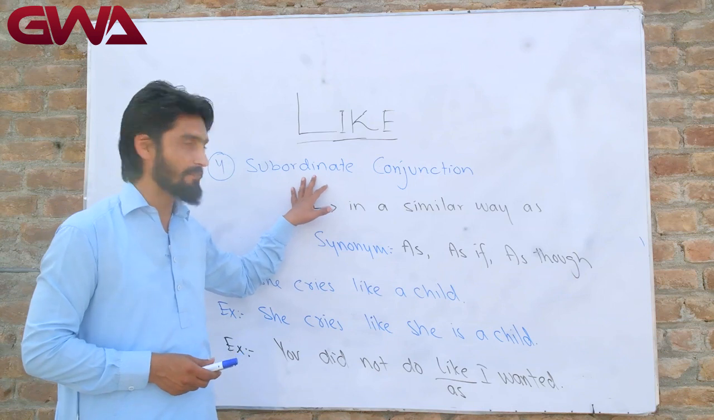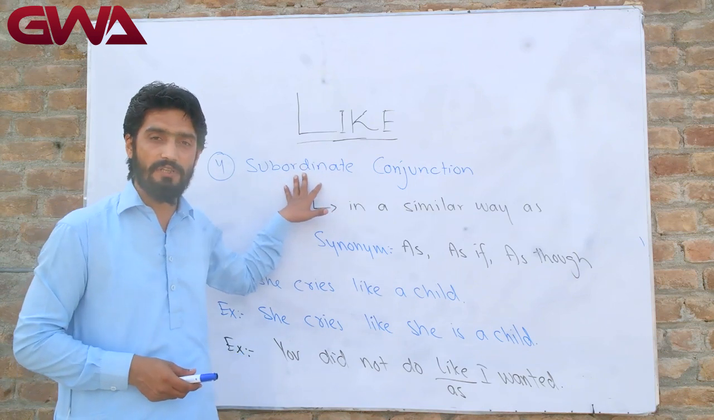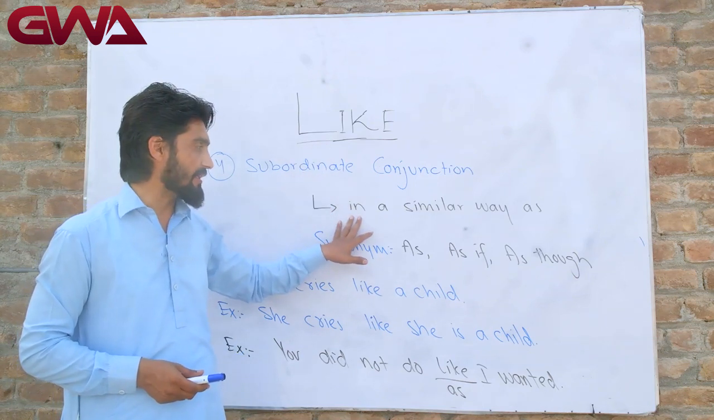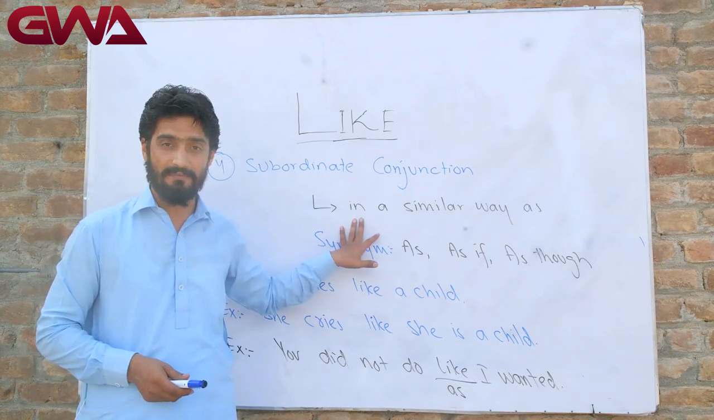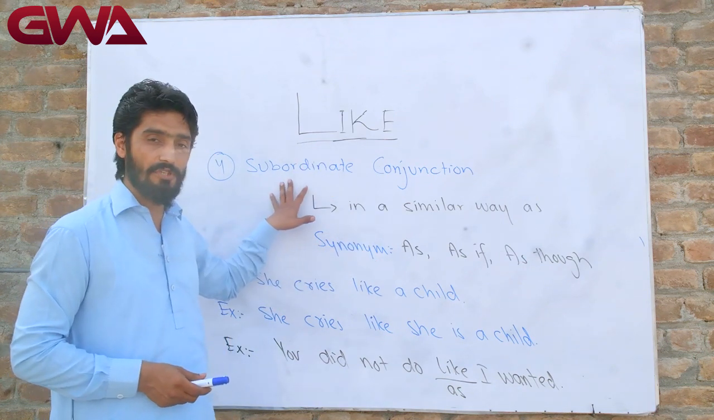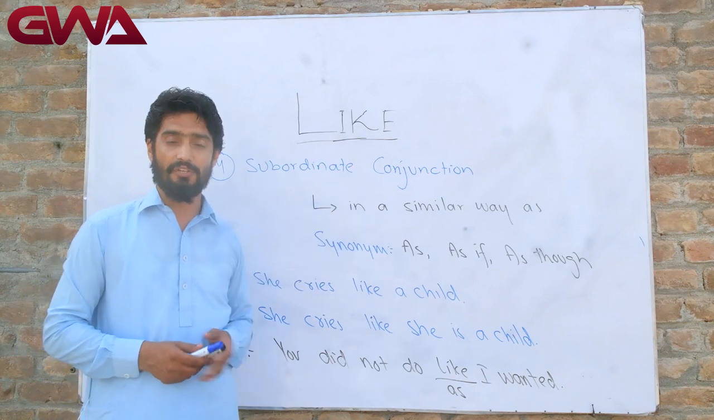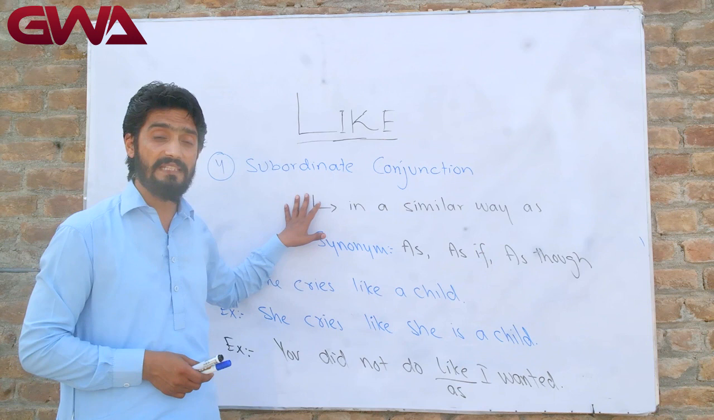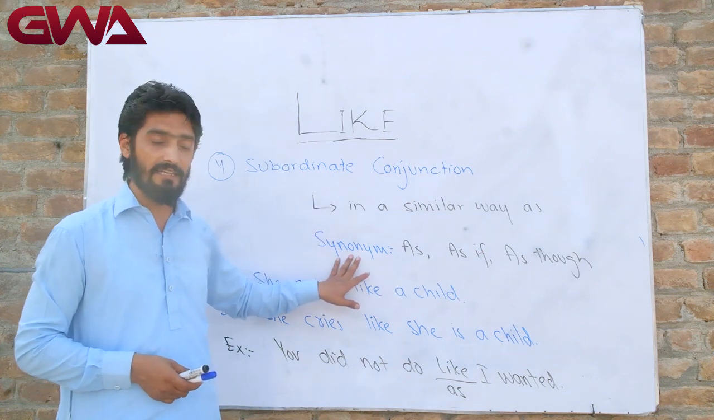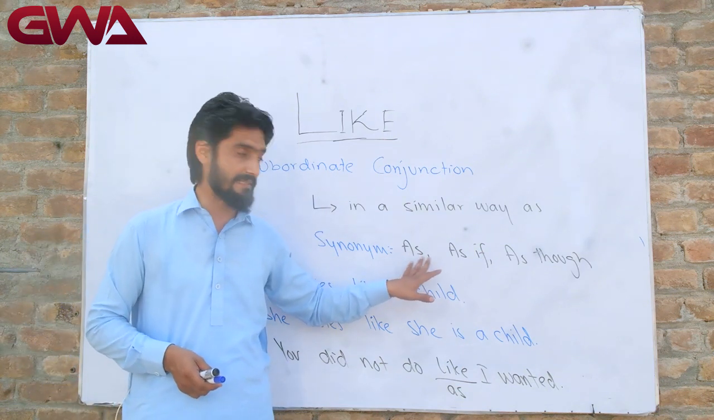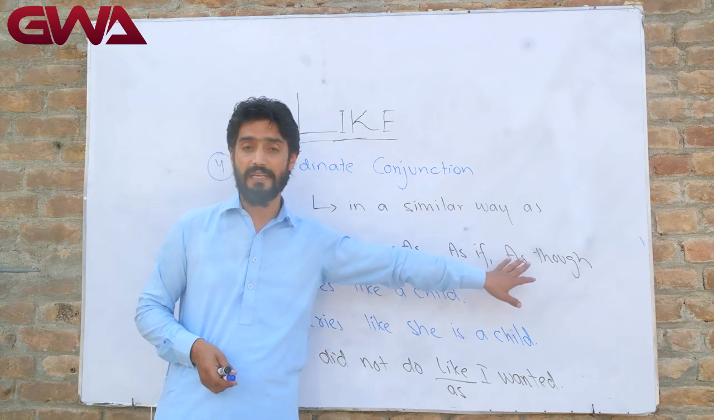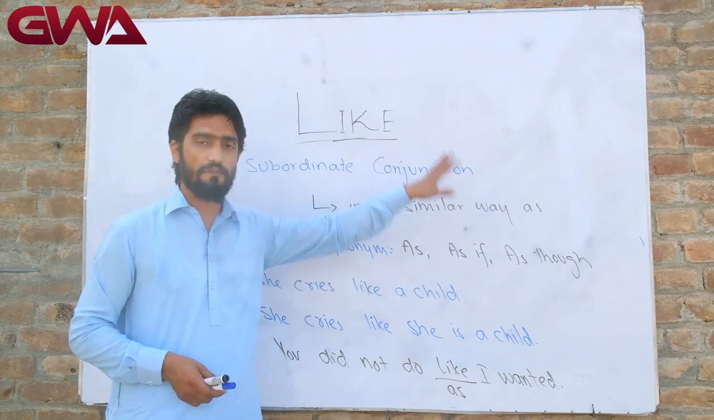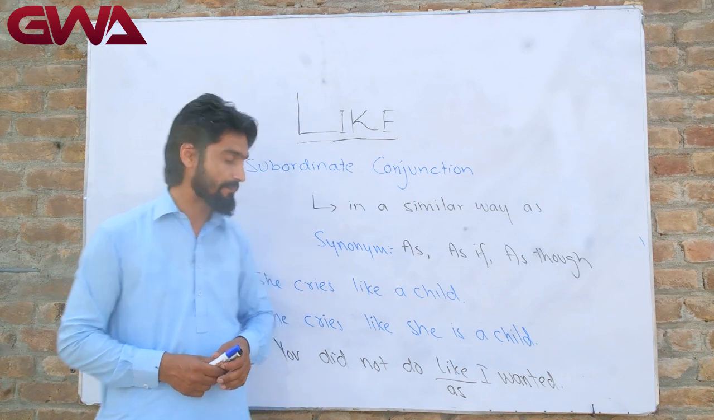The last one. Like as a subordinate conjunction. It means in a similar way as. Like as a preposition and like as a subordinate conjunction have the same meaning. Both of them show similarity. Its synonyms are as if, as though. All of them have the same meaning.